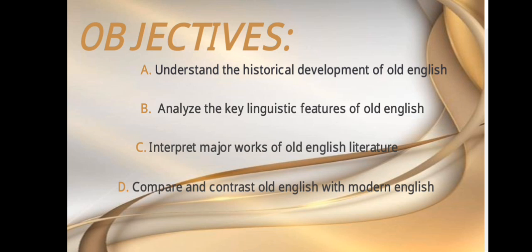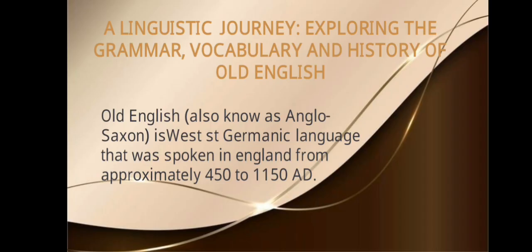So now let's move on to our real topic for today, which is what I said earlier about a linguistic journey, exploring the grammar, vocabulary, and history of Old English. So Old English, also known as Anglo-Saxon, is a West Germanic language that was spoken in England from approximately 450 to 1150 AD. So it's the ancestor of modern English, but it differed significantly in its grammar, vocabulary, and pronunciation.